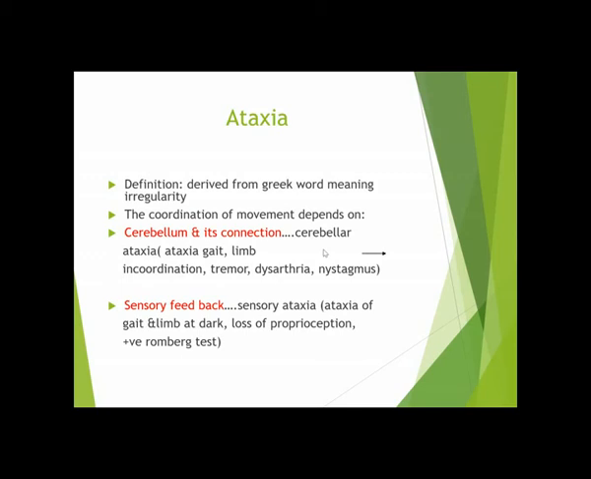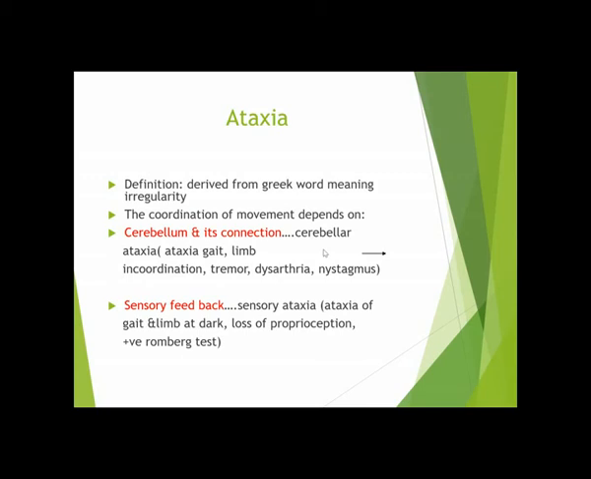cerebellar ataxia. Sensory ataxia is basically caused by loss of position sense, and the position sense loss can be caused by large fiber neuropathies or lesions of the dorsal spinal cord, dorsal roots of the spinal cord, posterior spinal cord issues, and it is characterized by ataxia of the gait and even ataxia of the limbs, and it is more prominent when the visual cues are lost, like in dark environments.